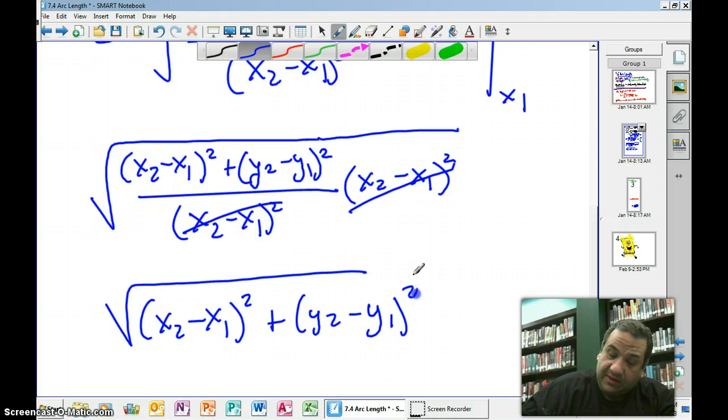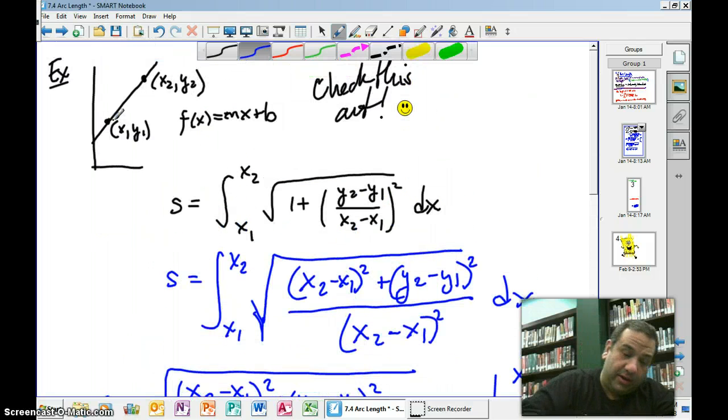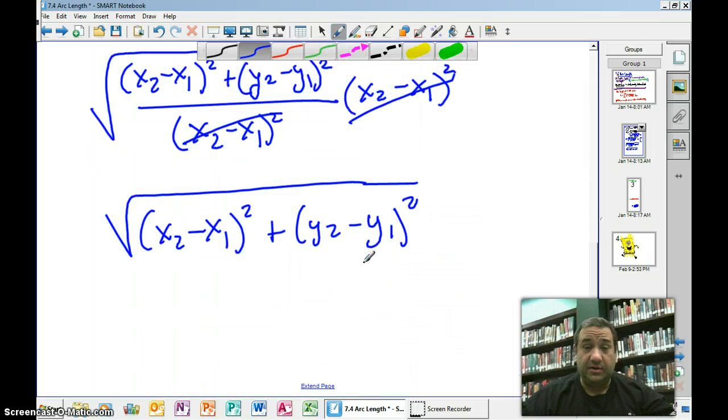Okay, the math police will come and arrest you if you don't. But this is the distance formula between two points, because that's what the arc length is. The arc length between here and here is the distance between those two points. And there it is, the distance formula. I think that's pretty neat. Whether you like it or not, you better say it's neat if you want a good grade.